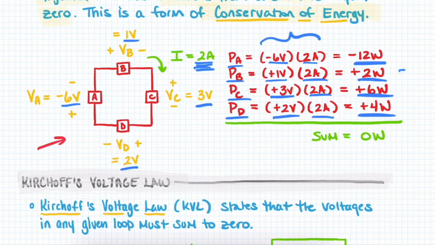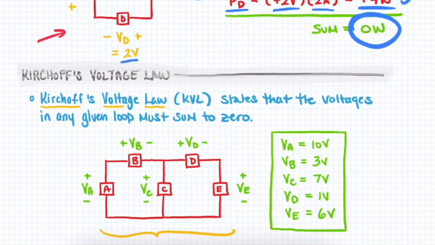And we could add all these together. 6 plus 4 is 10. 10 plus 2 is 12. So we have positive 12 minus 12, and that gives us a sum of 0. So that is an example of a consistent circuit, or a circuit that obeys conservation of energy and obeys Tellegen's theorem. Now, this may not seem very useful on its own, but it does help us derive several other laws. One example being Kirchhoff's voltage law. So let's move on to that.